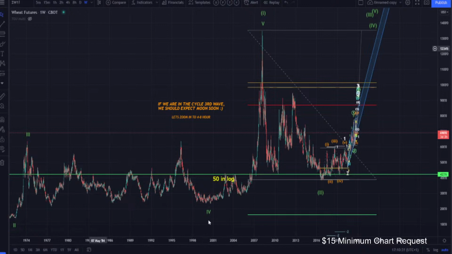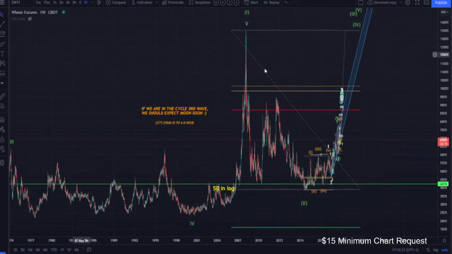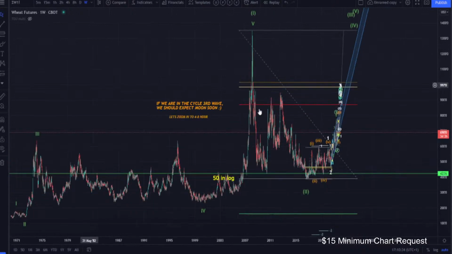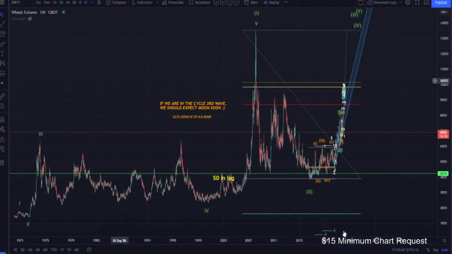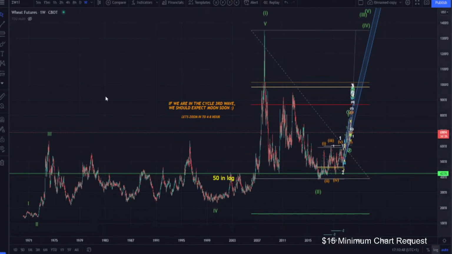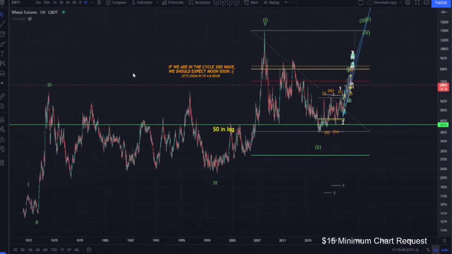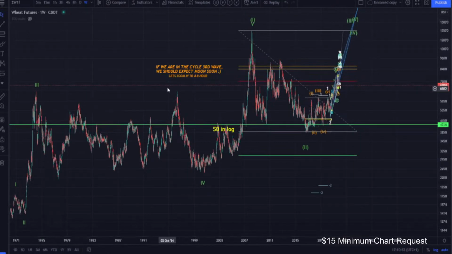So can we put an Elliott count on this? Well, he's going very long term, so you're factoring that in here. It gets a little trickier with something like wheat, where you're going between old crop and new crop, so there's a little bit more complexity to it. But as we look coming off of this low, I guess I've got to be in log scale here. Okay, we're in the cycle, 3rd wave. We should expect moon soon.